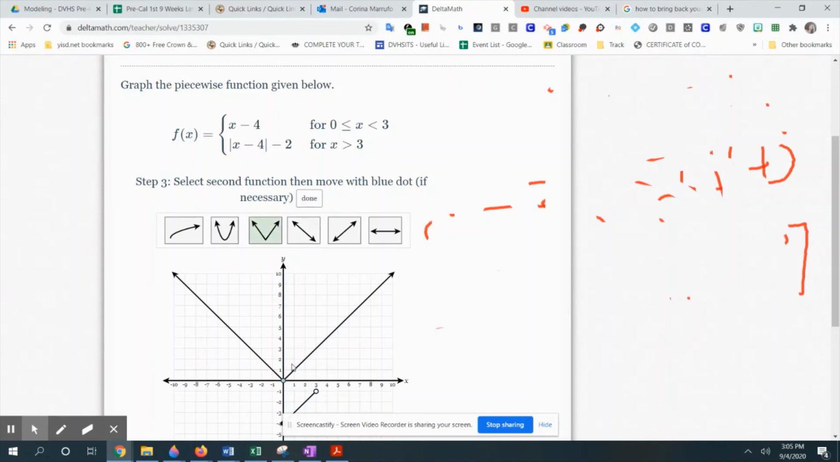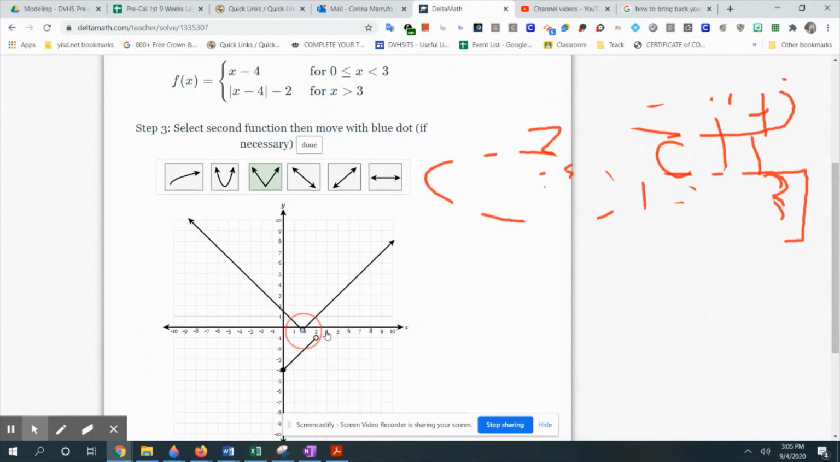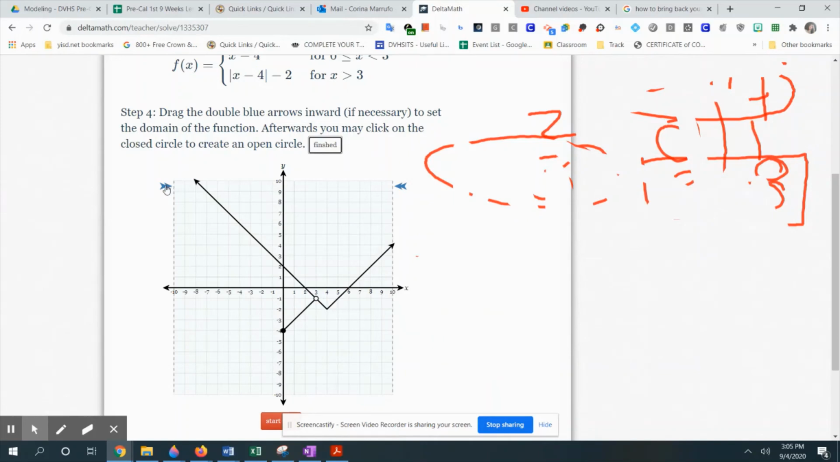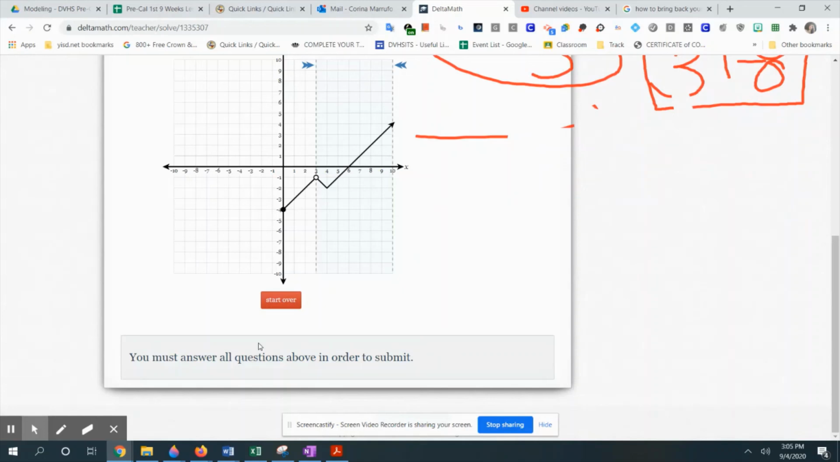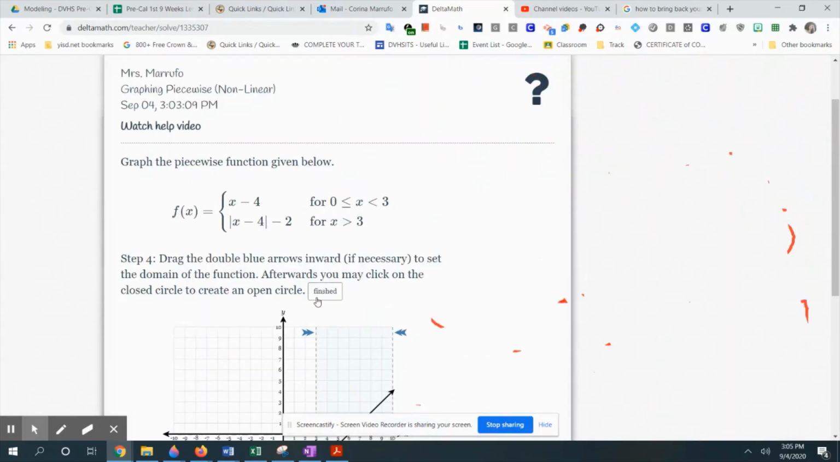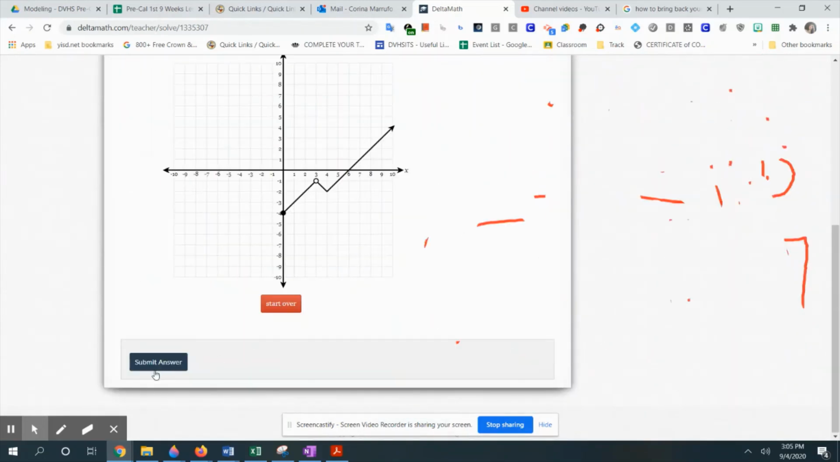The first thing I tell you guys not to do, don't press the red button. I go and I press it. It's going to go 4 to the right because it's minus 4. And then 2 down because it's minus 2. That's where it's at. Done. Now let's set our boundaries. It's x is greater than 3. So I find 3 on my x-axis and it's everything greater. So we're good. And then I need to open up the circle because it's greater than. And then we finished. And now I can submit my answer.